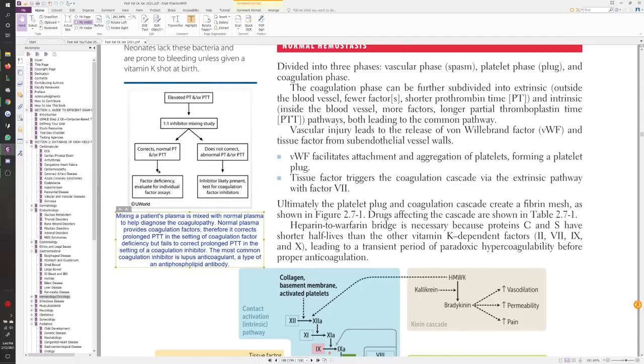So what is happening here? Basically you're seeing that if a person has an elevation of PT or PTT, it usually means they're missing some kind of factor. More specifically, now that we have our mnemonics down, the WEPT mnemonic or the PIT mnemonic was telling you that if their PT is elevated, something was seen in the intrinsic thing, right?